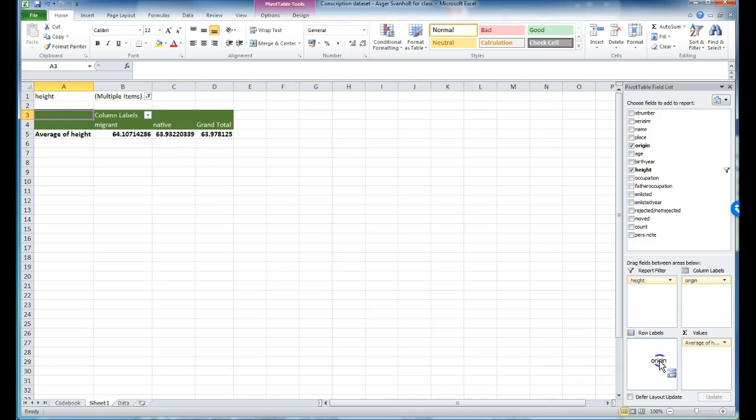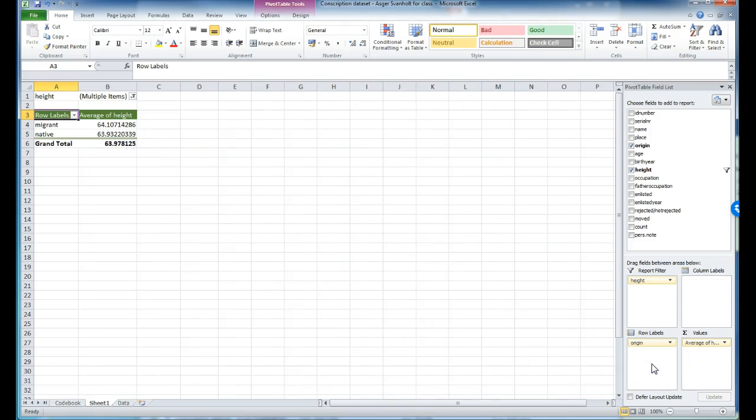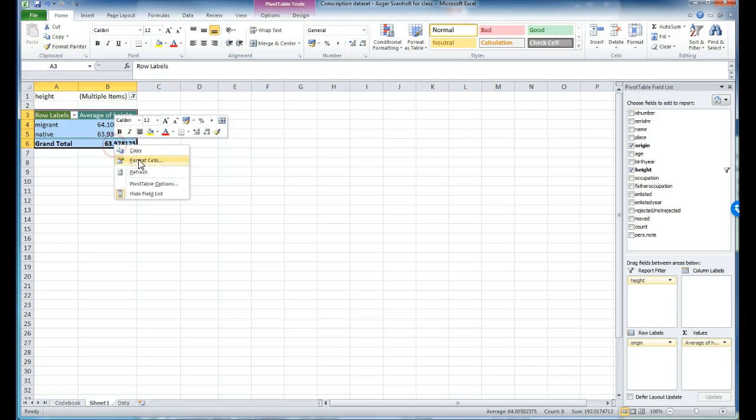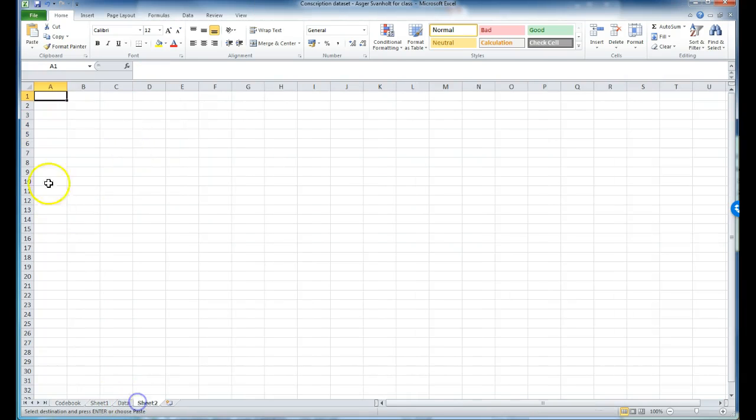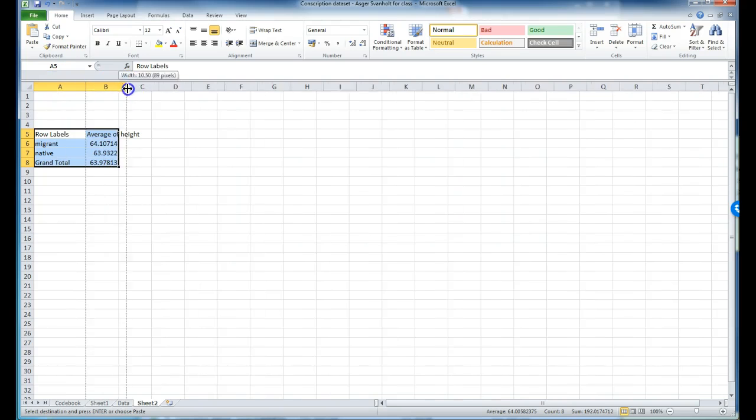We could also express it in this other way. Maybe that's nicer to look at. And here we have the heights. We can take this and put it somewhere else. So we keep it, so remember to keep the values, and then we have average height.